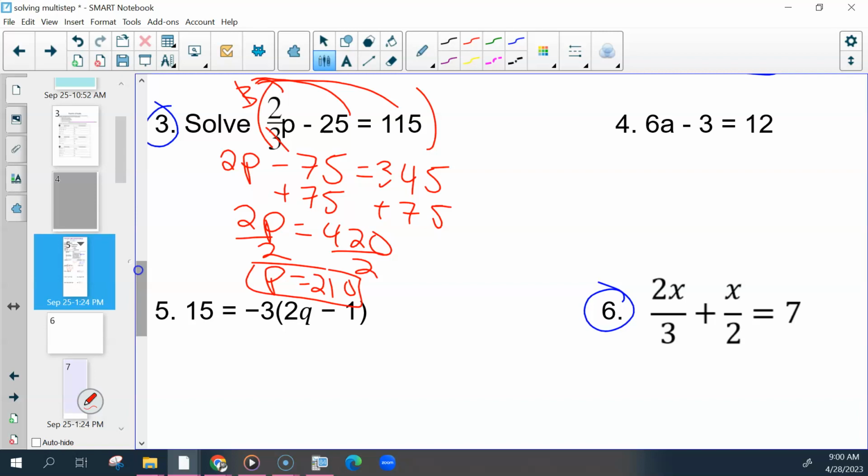So how are you going to multiply 2 times 3? This would really become 6/3. You could have also added 25 and multiplied by the reciprocal, 3/2. Whichever seems easier to you.